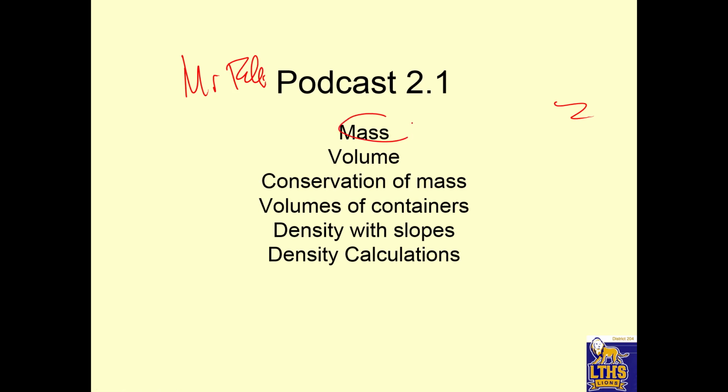We're going to talk a little bit about mass, like we talked about in class today, volume, conservation of mass, volumes of containers, densities of solids, and density calculation. So grab a calculator and let's hop to it.